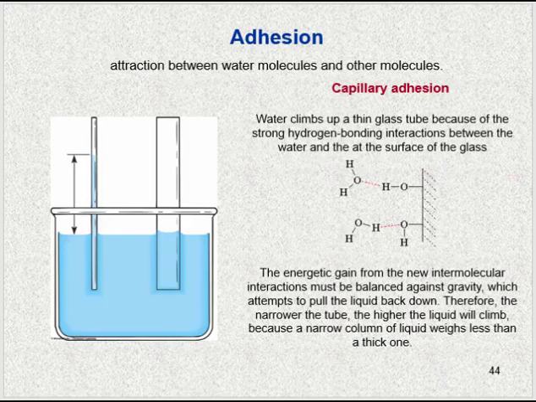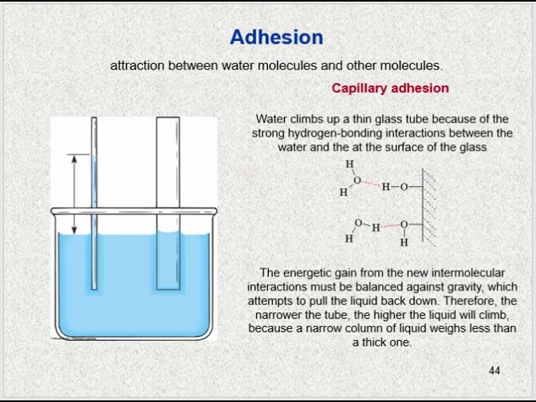Water's cohesive properties are related to that of its adhesive properties as well. Adhesion is the attraction between water molecules and other molecules. This attraction is sometimes stronger than water's cohesive forces, especially when the water is exposed to charged surfaces, such as those on the inside of a thin glass tube known as a capillary tube. In this image, we can observe that water is climbing up the capillary tube that's been placed inside the glass.